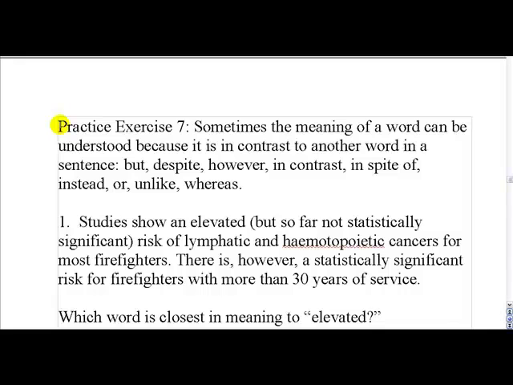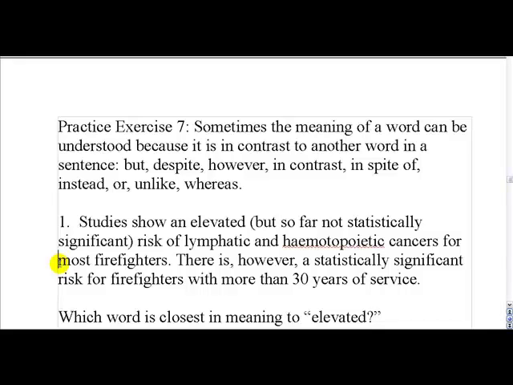Studies show an elevated, and pay attention to the parentheses here. I mentioned in the previous exercise understanding punctuation like colons versus commas, in this case parentheses. Parentheses are good ways of explaining something, giving some information about something which came before it. So: elevated, but so far not statistically significant, risk of lymphatic and hematopoietic cancers. Wow, that's a hard word to pronounce, for most firefighters. There is, however, a statistically significant risk for firefighters with more than 30 years of service.